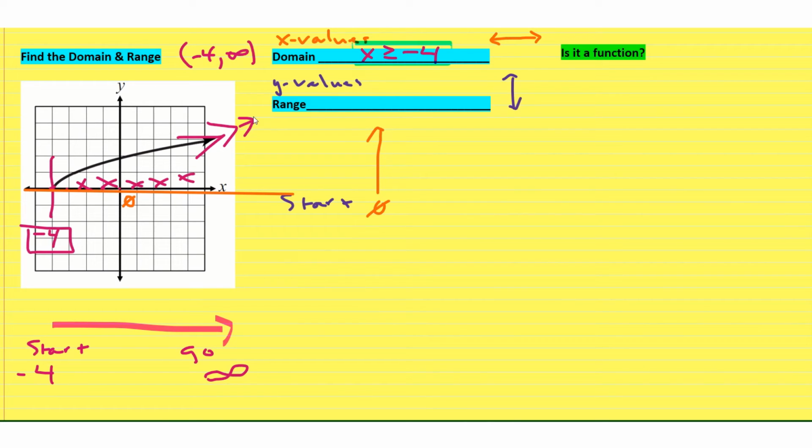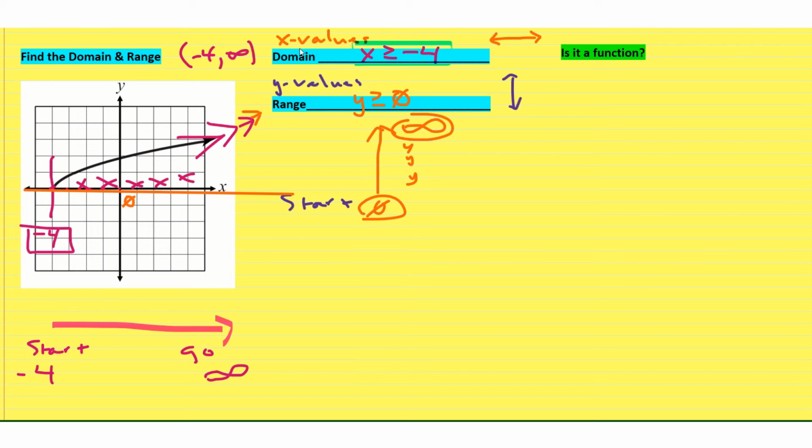Well, that arrow indicates that it's going up, up, up forever, which means it's going to positive infinity. So all my y values will be in the middle here. It's going to start at 0 and go to positive infinity. So my y values start at 0, and then they will be greater than 0 all the way to infinity.